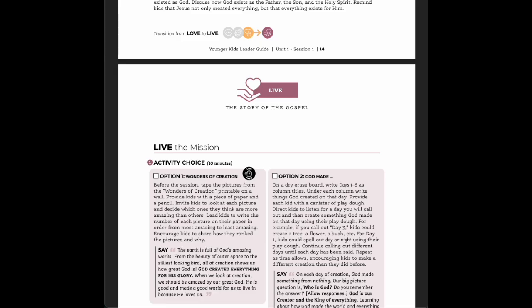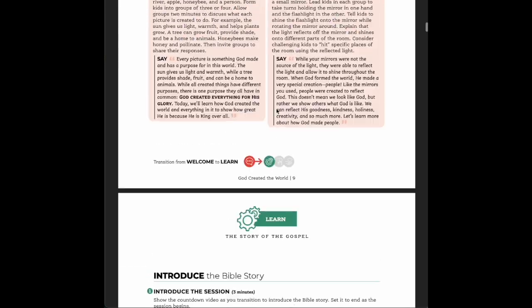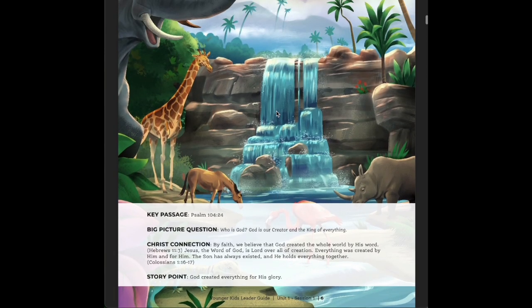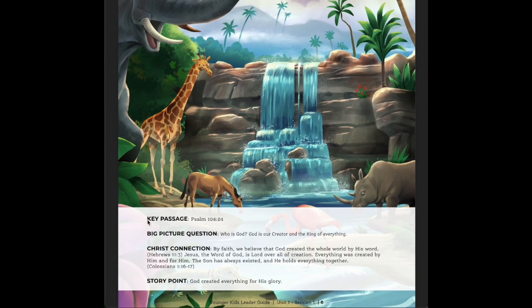And ideally, because we're always shooting for the ideal, right? Even though they might not always hit it. By the end of the lesson, they should be able to recite the key passage, and they should be able to answer, who is God? God is our creator and the king of everything. They should know just how Jesus connects to our passage, the creation story. They should be able to summarize the story in one sentence. So it all goes back to this. This really is all the things that will help them grow in their knowledge.